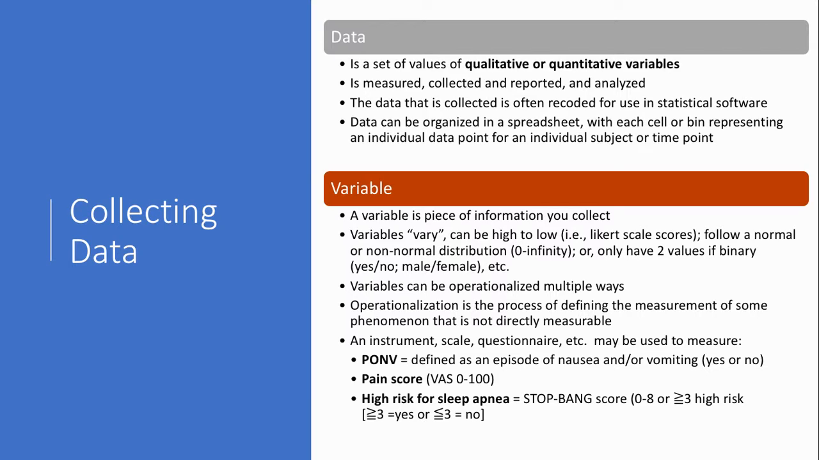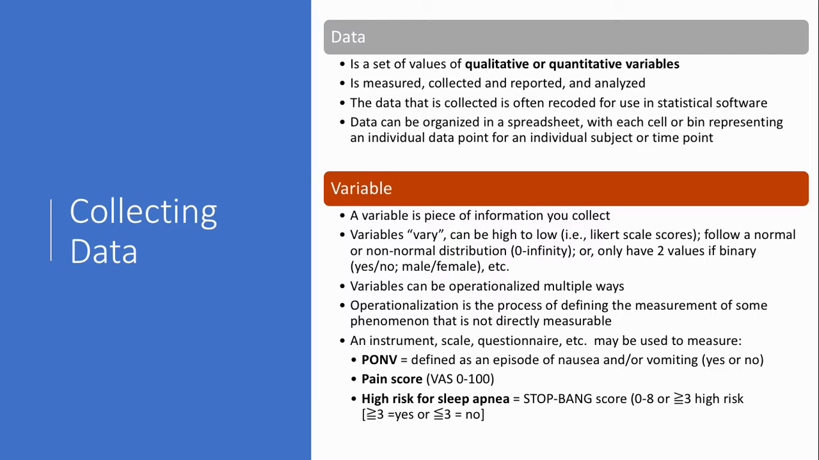A variable is a piece of information you collect, what I just talked about. And variables vary because they can go from being high to low. They can follow what's called a normal or non-normal distribution, which we'll talk about in later lectures. Or they may be what's called binary or categorical variables. A binary variable, maybe it's yes, no, male, female.